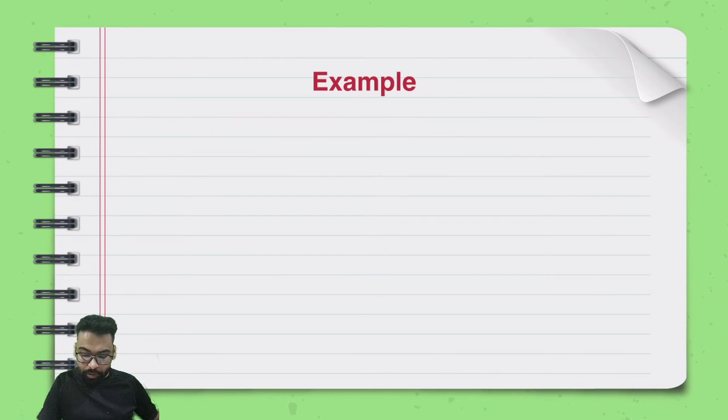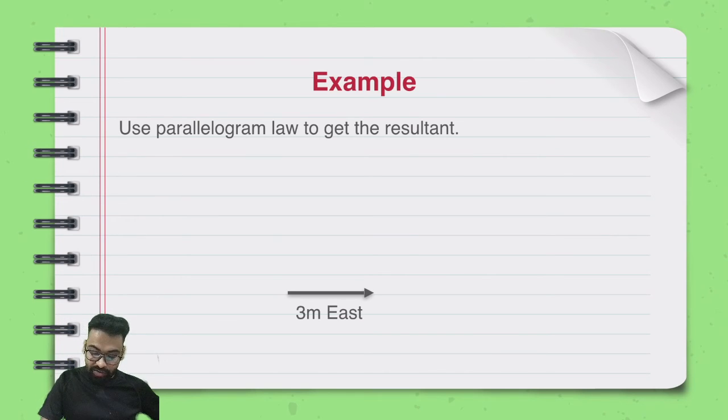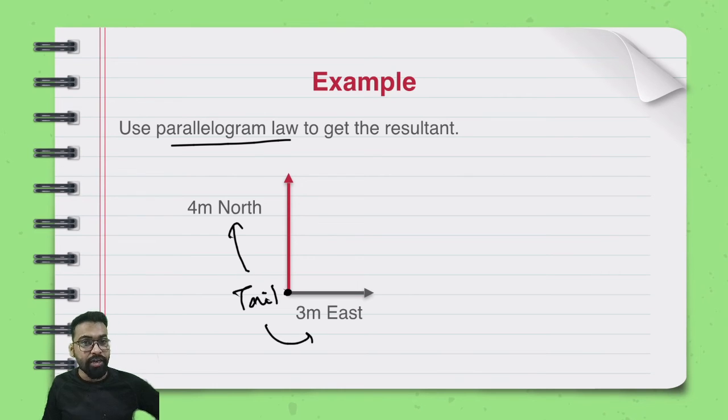Let's have one more example to understand this in a final way. Let's say you are asked specifically this time, like I said, because this is what happens in the paper: use this law, use the triangle law, use the parallelogram law to get the resultant. If we are going 3 meter east and 4 meter north, we already did this with the triangle law. Now we are specifically told to do it with the help of the parallelogram law. So I have made sure that there is this tail that is common to both 3 meter east and 4 meter north.